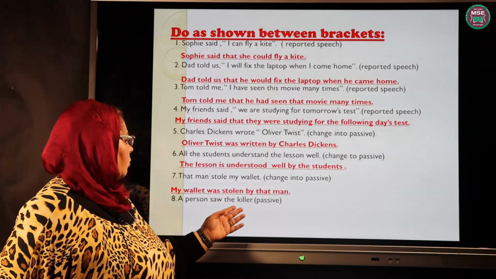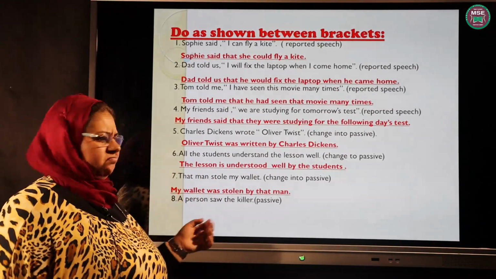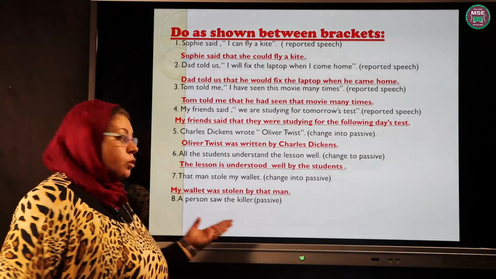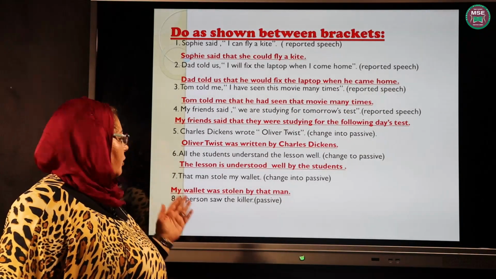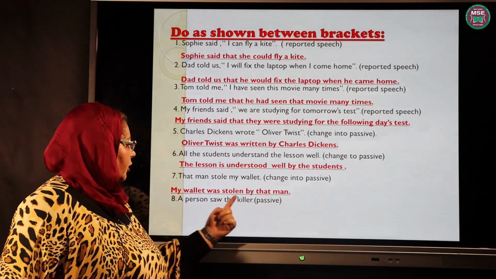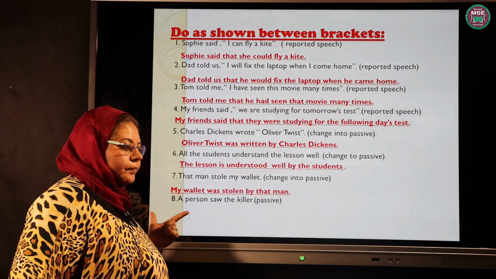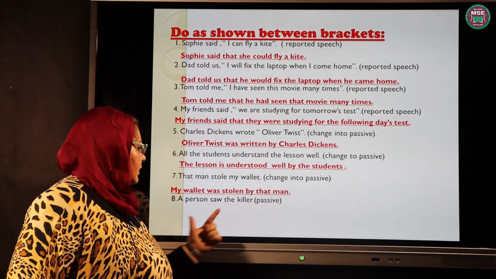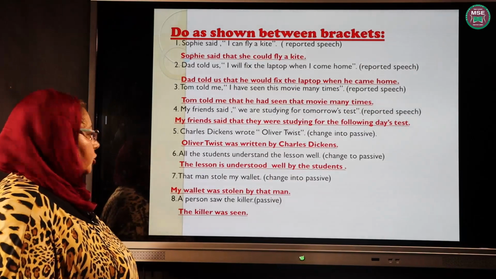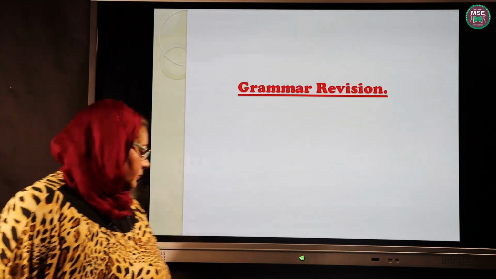A person saw the killer. Now, look at the subject here. It's anonymous. I don't know him. Okay? So I'm going to remove the subject. Look at that. A person saw the killer, put the object here. The killer was seen, and stop. It's not important to mention the subject here. Thank you so much.